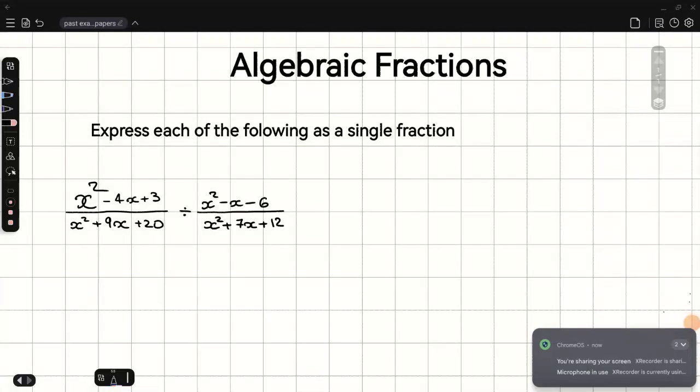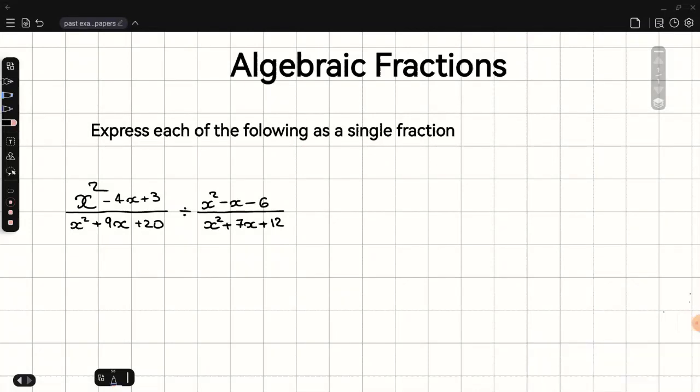In this video, we're going to look at algebraic fractions, focusing on the multiplication and division of such expressions. Let's look at the first example. Here we need to factorize both the top and the bottom of each fraction. Then we can identify common factors and eliminate them.